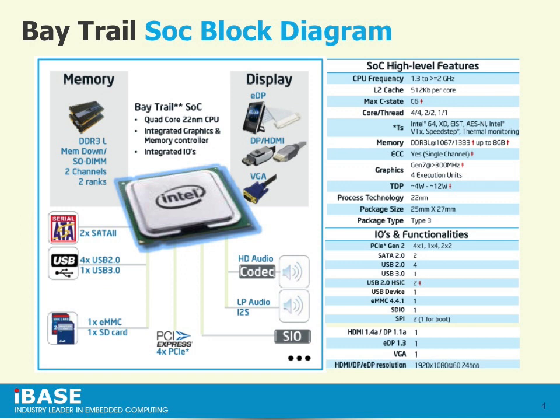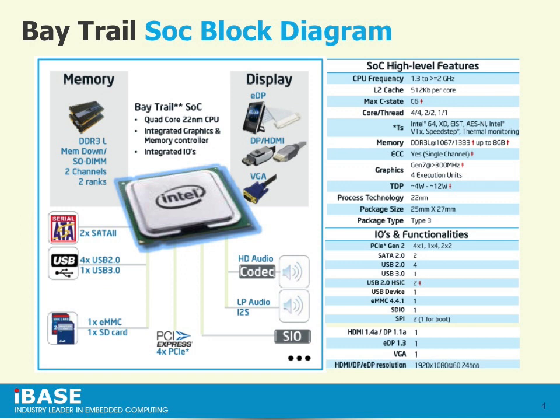I would like to highlight one thing, that there is not only USB 2.0, there is also a higher speed one, USB 3.0, in the Bay Trail spec. So you can see there are 4 USB 2.0 and 1 USB 3.0. And for our boards, we provide the USB ports based on those default solutions.